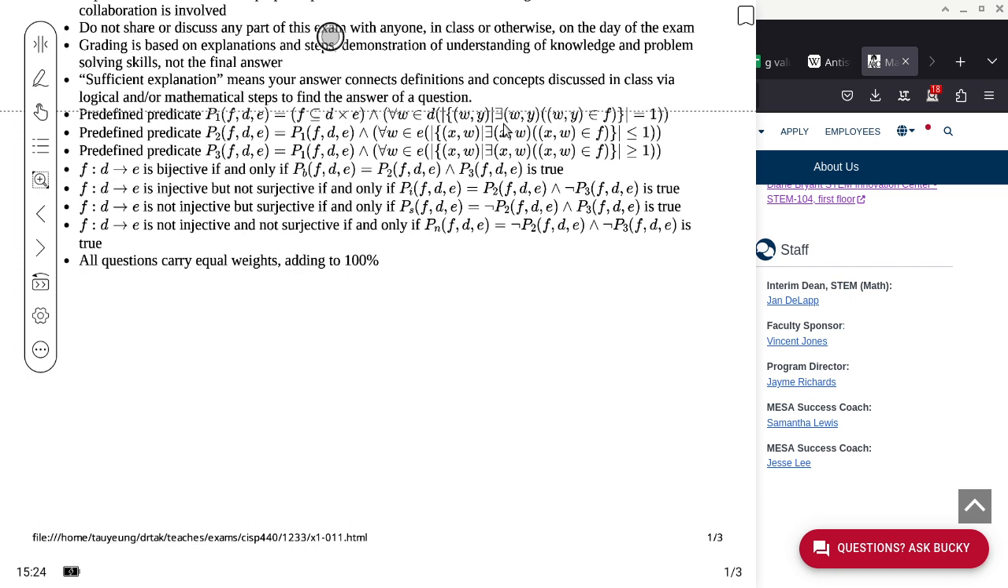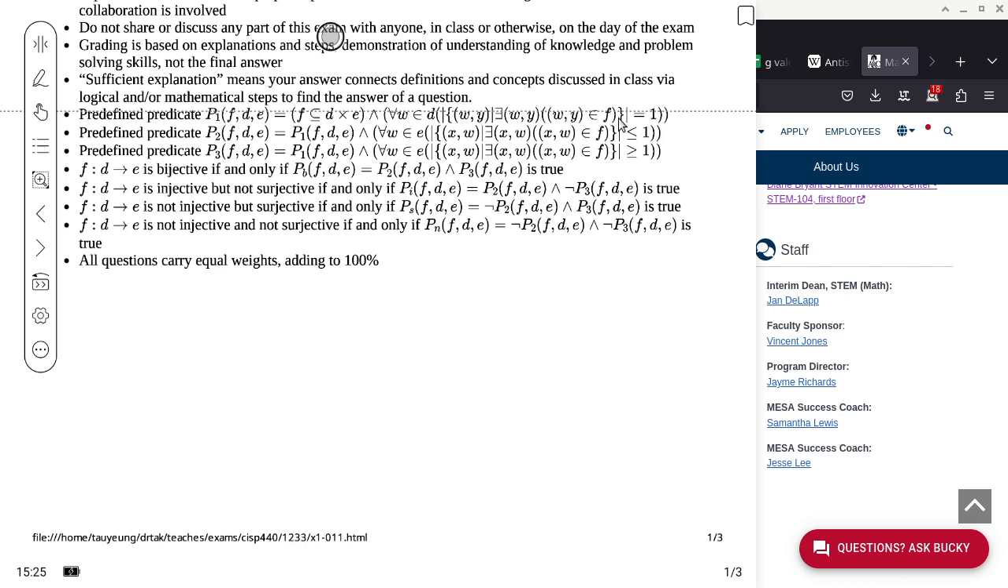Go ahead. Are they tautologies? No, these are definitions. So they're not intrinsically true or false. These are just definitions. So in order for P1 of F, D, E to be true, this has to be true. So what does that remind you? What is the meaning of P1? Is it biconditional, like if and only if? No. It makes use of a conjunction.